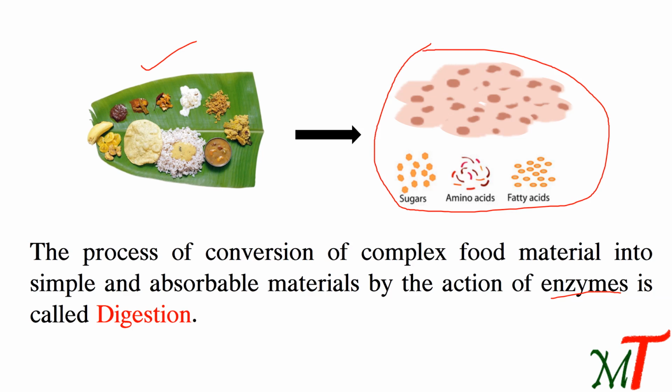Any food we eat contains carbohydrates, proteins and fats. These three food materials change into simple food materials: the carbohydrates change into sugars, proteins change into amino acids, as well as fats change into fatty acids. This conversion is called digestion.